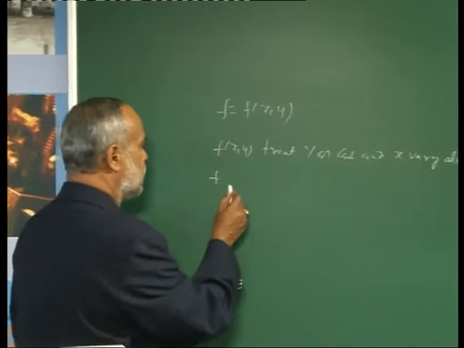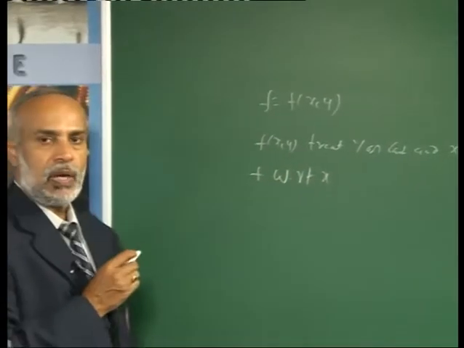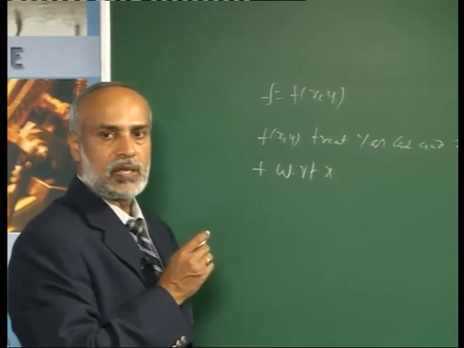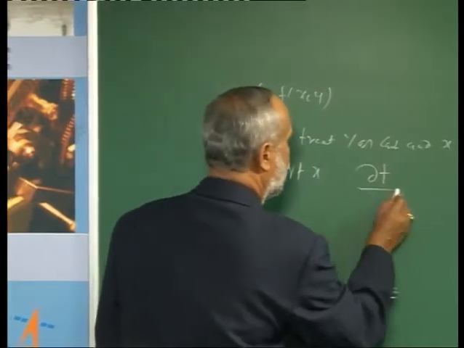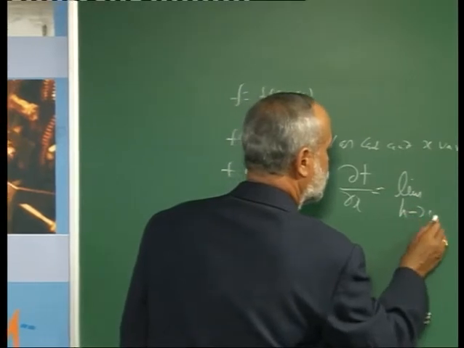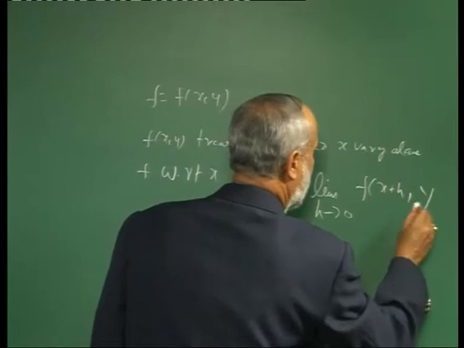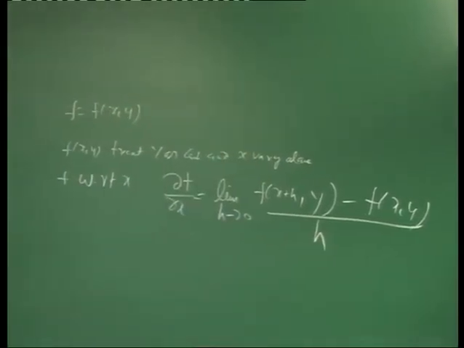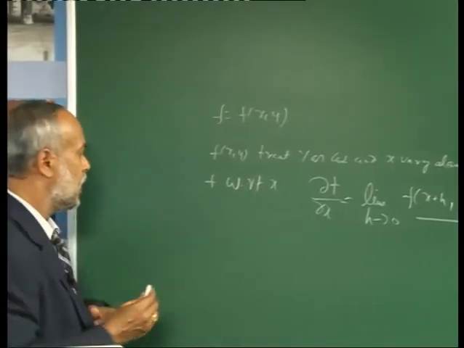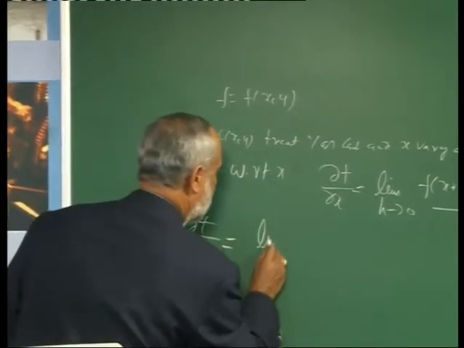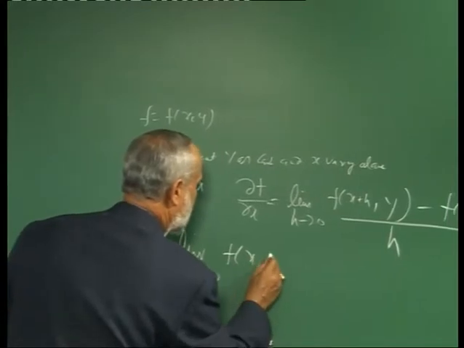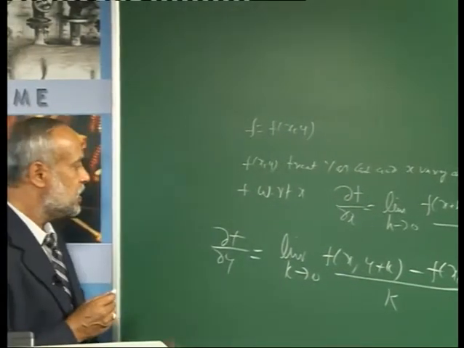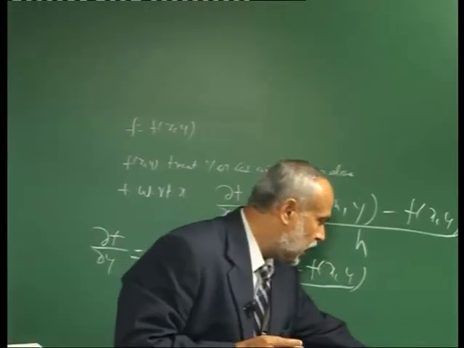The derivative of f with respect to x only is called the partial differentiation with respect to x. Partial differentiation of f with respect to x is denoted as dou f by dou x, which is equal to limit of h tends to 0 of f of x plus h comma y minus f of x comma y, divided by h. Similarly, you can define partial differentiation dou f by dou y. Then dou f by dou y equals limit of k tends to 0 of f of x comma y plus k minus f of x comma y, divided by k. This is the definition of the partial differentiation dou f by dou x and dou f by dou y.